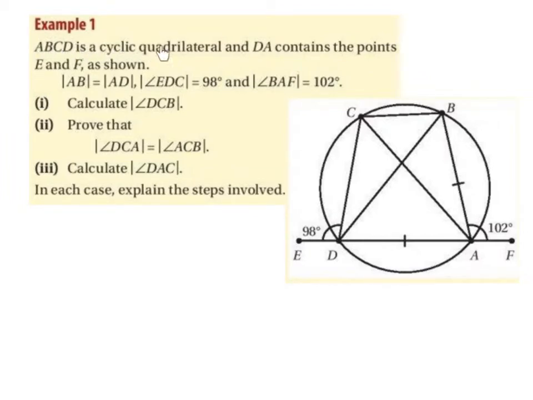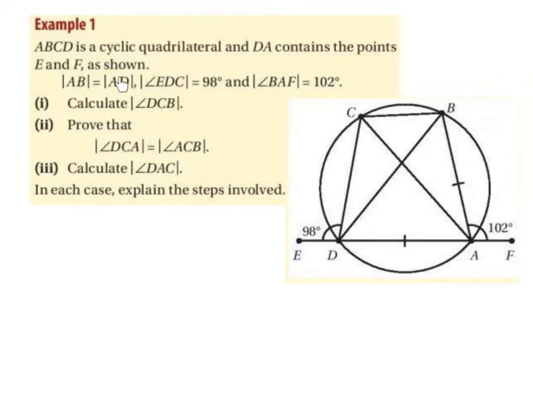ABCD is a cyclic quadrilateral and DA contains the points E and F as shown. So ABCD is a cyclic quadrilateral, a quadrilateral inside of a circle, and DA, the line that cuts through the circle, the chord, contains the points E and F as shown.